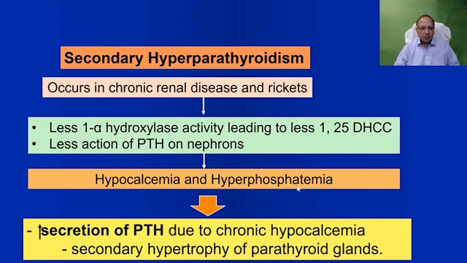Now, if the kidney is abnormal, the alpha hydroxylase will not be produced, so obviously we will find that the calcium level will be decreased. There will be increased secretion of parathormone due to this chronic hypocalcemia, and this will lead to hypertrophy of the parathyroid gland. The parathyroid glands will increase in size so that they can compensate for the decreased activity of vitamin D within the kidneys.